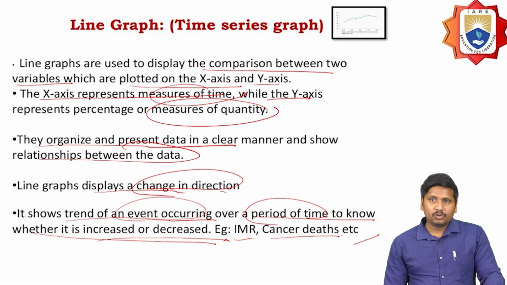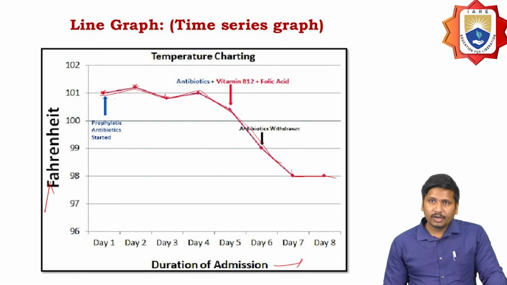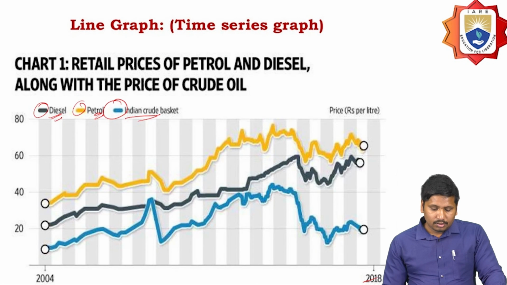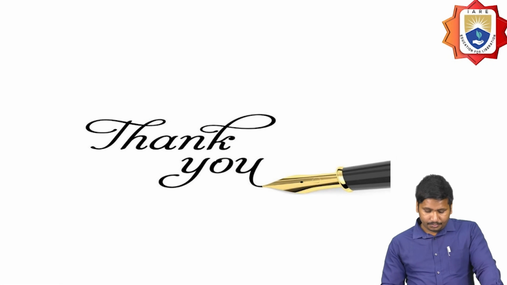The line graph is a time series graph, where you can make a difference or comparison between two variables. The x-axis is the measured time and the y-axis is the measured quantity, and it organizes the data in a clear manner, which also shows the relationship between the data. This is the view of the line graph and an example. Thank you.